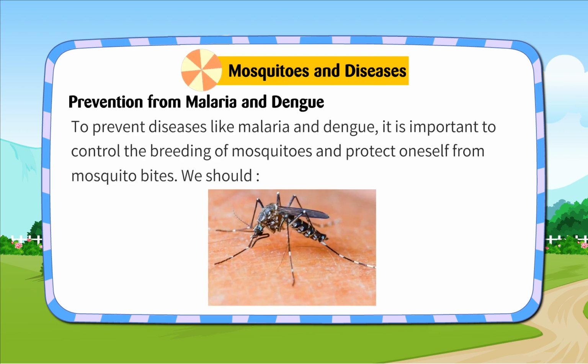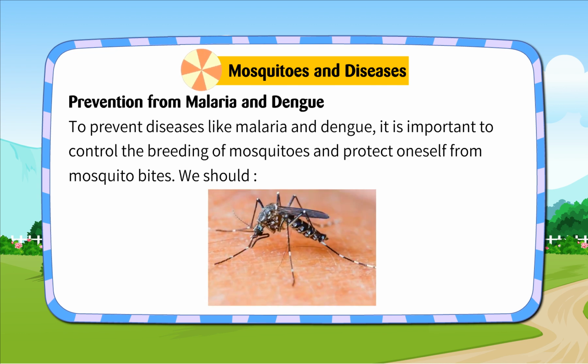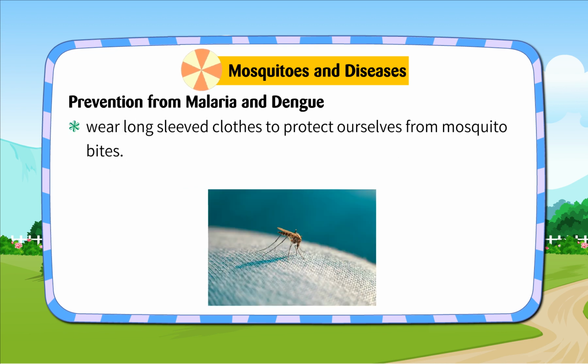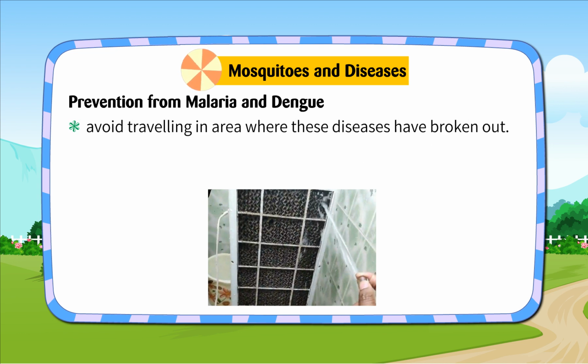Prevention from malaria and dengue. To prevent diseases like malaria and dengue, it is important to control the breeding of mosquitoes and protect oneself from mosquito bites. We should wear long-sleeved clothes to protect ourselves from mosquito bites. Change the water in the cooler often. If this is not possible, add kerosene oil to the water to prevent mosquitoes from laying eggs in it.